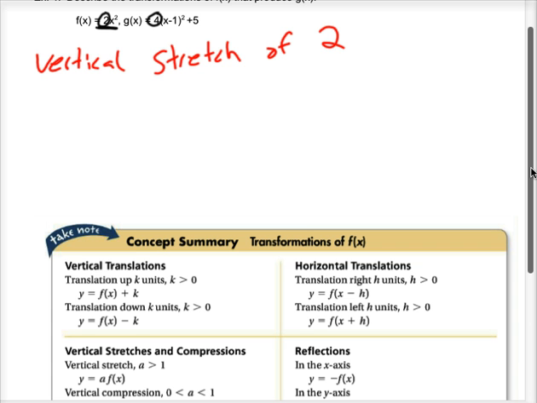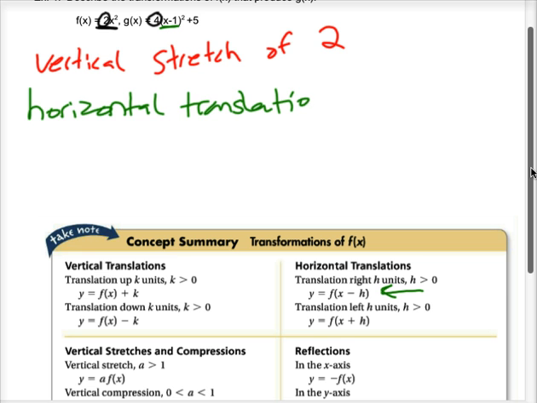The next thing I notice is that right there, okay? So the x itself is being subtracted from. So what does that mean? Well, that's referencing this, right? The x itself is being changed. So that's going to be a horizontal translation. Horizontal translation of what? Well, it's being subtracted from, so we can see, oh, subtraction means to the right. So we're going 1 to the right.